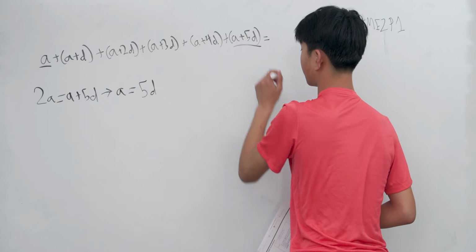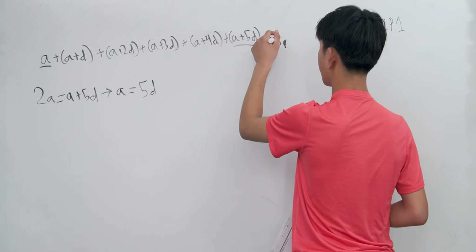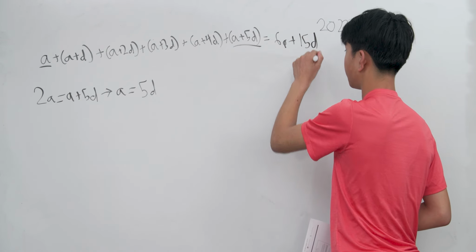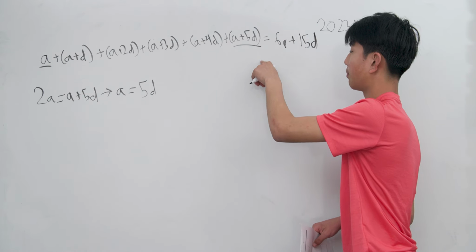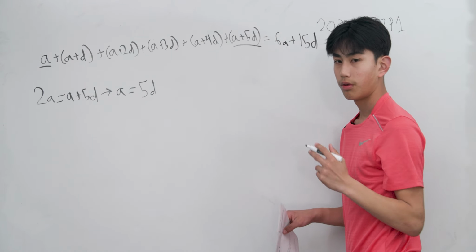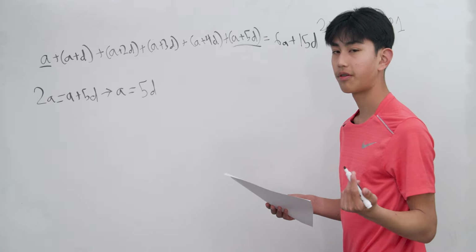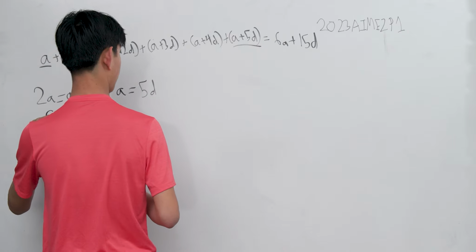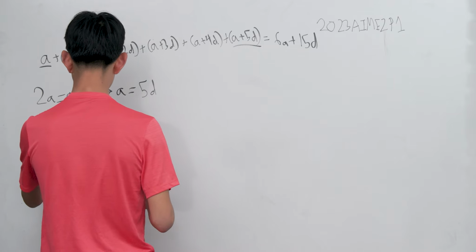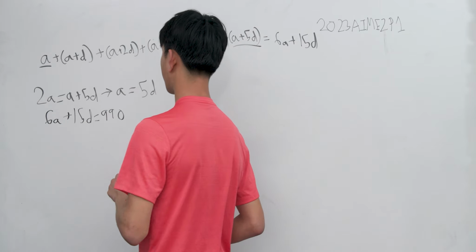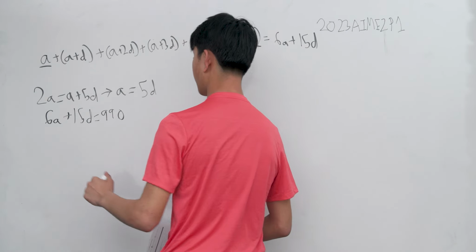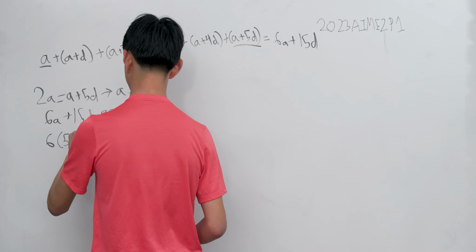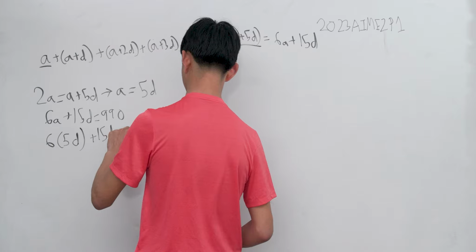And this simplifies to 6a plus 15d. Now this is the total number of apples. So it gives us the total number of apples, right? So we have 6a plus 15d is equal to 990. We can plug in a equals 5d. So we have 6 parentheses 5d plus 15d equals 990.